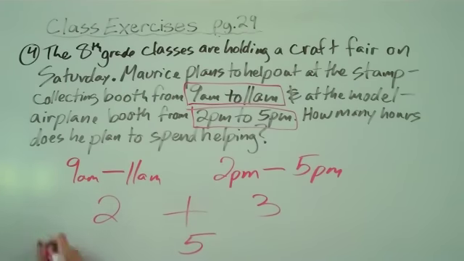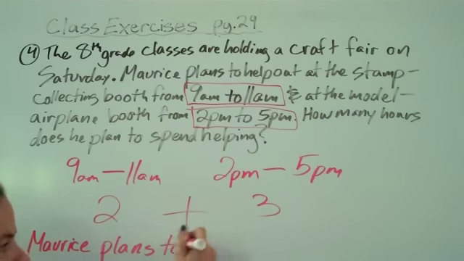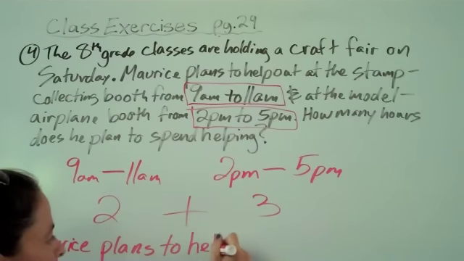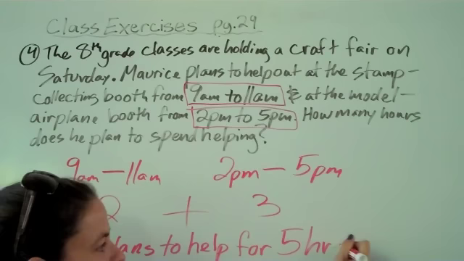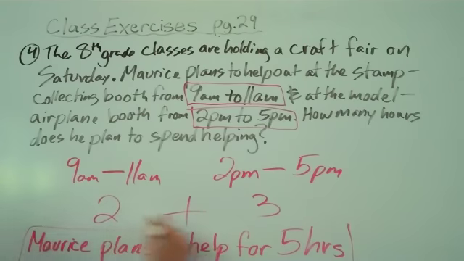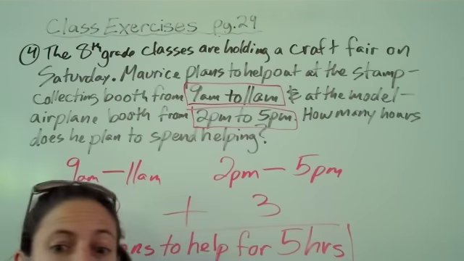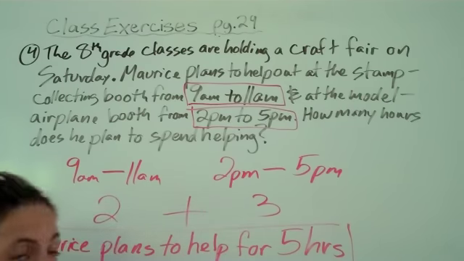Make it a complete sentence. Maurice plans to help for 5 hours. Do we have the correct units of measure? Hours. Is it reasonable? Yes. Sounds good.